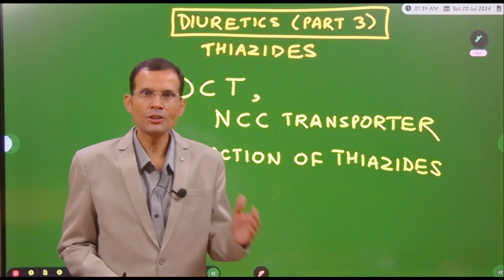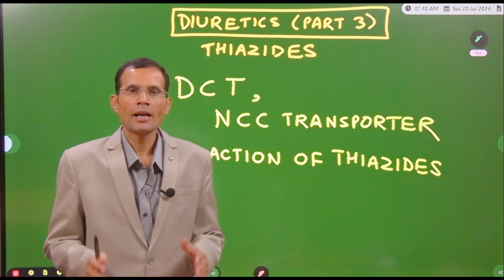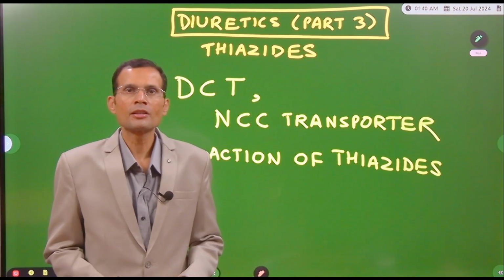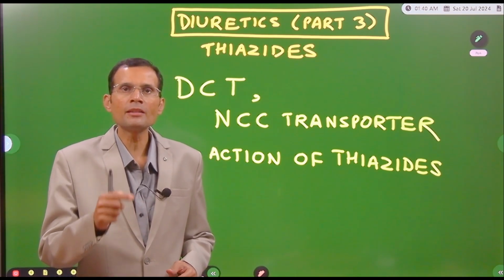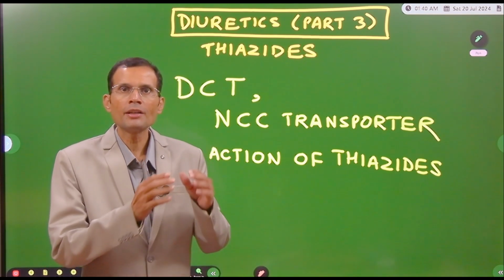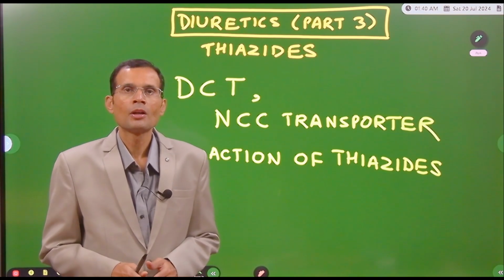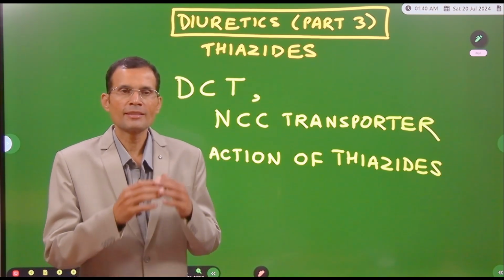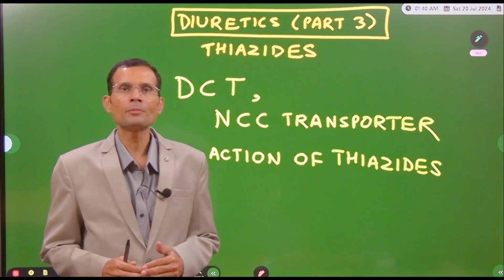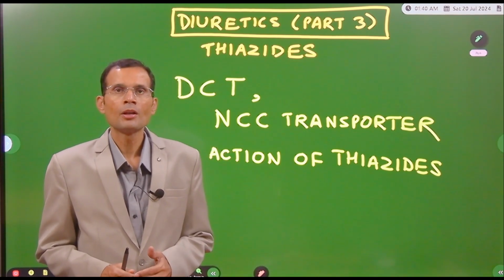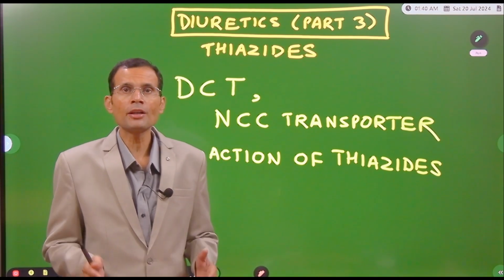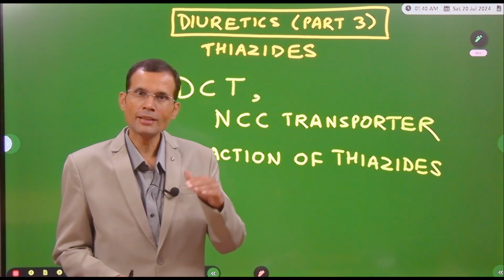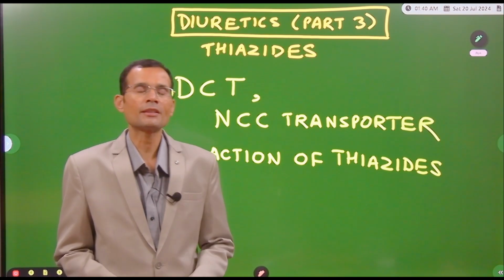Now, let's first recall from our previous videos that there are many categories of diuretics which act by inhibiting the sodium chloride reabsorption in different segments of a nephron. In the PCT, 67% of the filtered sodium is reabsorbed, but there is no diuretic at present which can block that sodium reabsorption from the PCT.